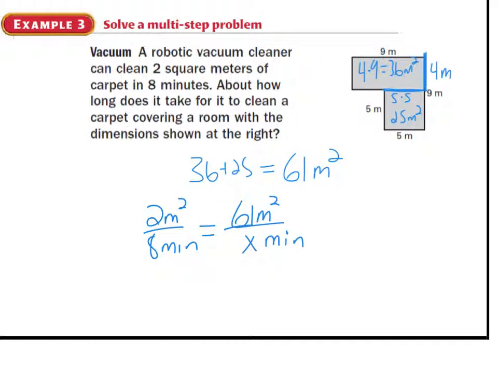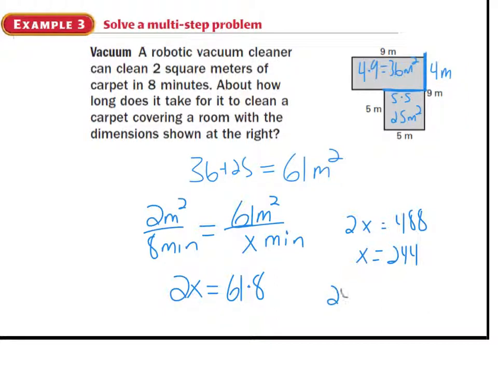So we would cross multiply, so 2x equals 61 times 8, so that would be 2x equals 488, so x would be 244. So it would take this robot 244 minutes to clean that space. On the side, oh boy.